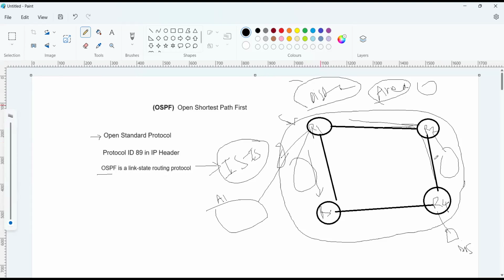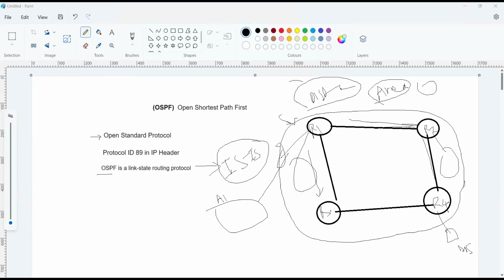Now coming to distance vector routing, they have only neighbor information. I hope everyone got it. What is the difference between a distance vector routing protocol and a link state routing protocol? It's an interview question. If you don't understand, ask me again and I will repeat it.